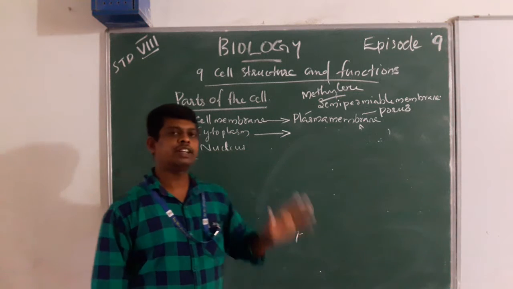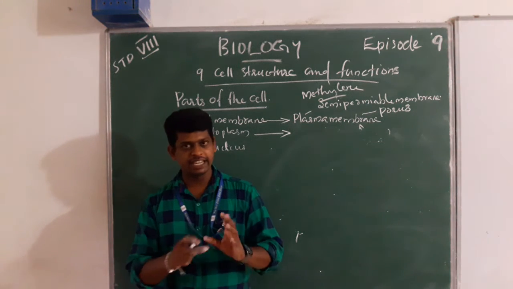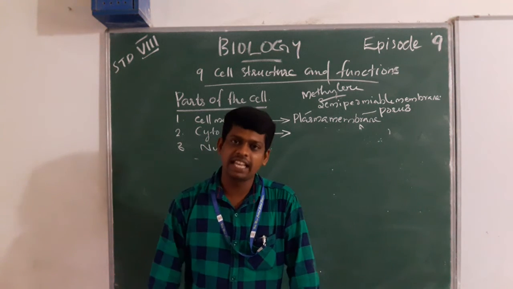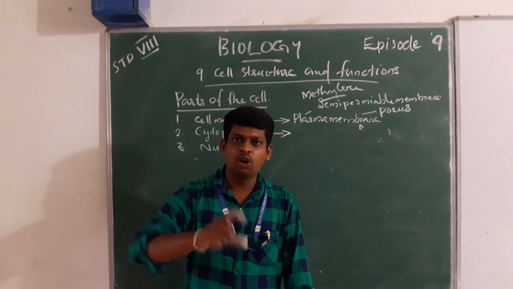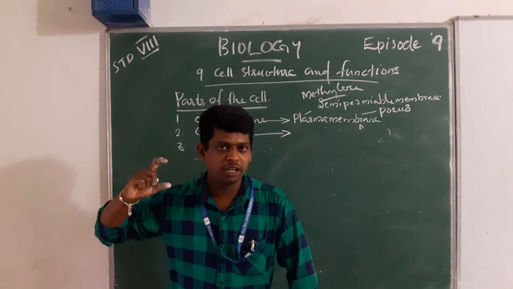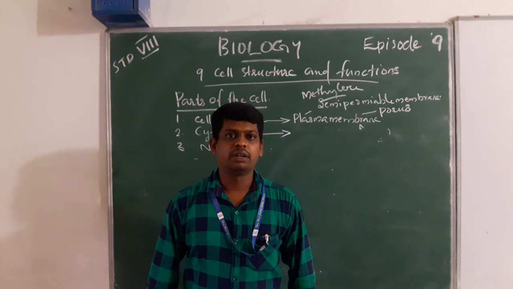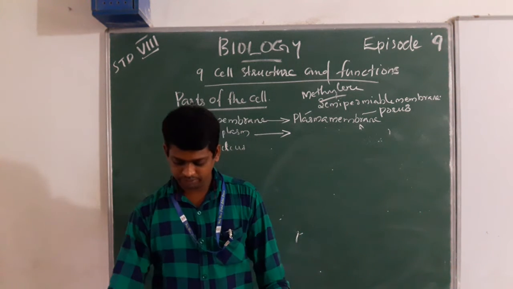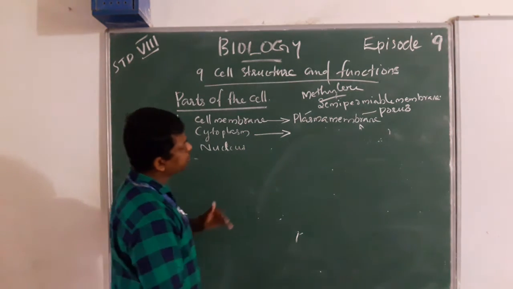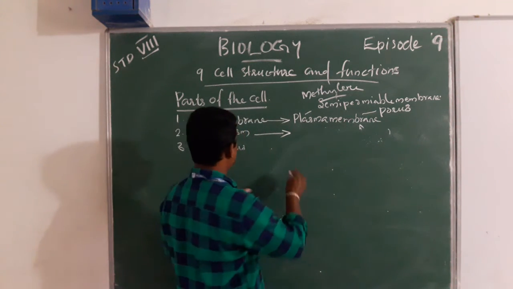This is the important component of the cell, the central part of the cell. The nucleus controls and coordinates the cell. It is the controlling and coordinating part of the cell. It is located at the central part, and compared to the cell membrane, the nucleus has a membrane, the nuclear membrane.